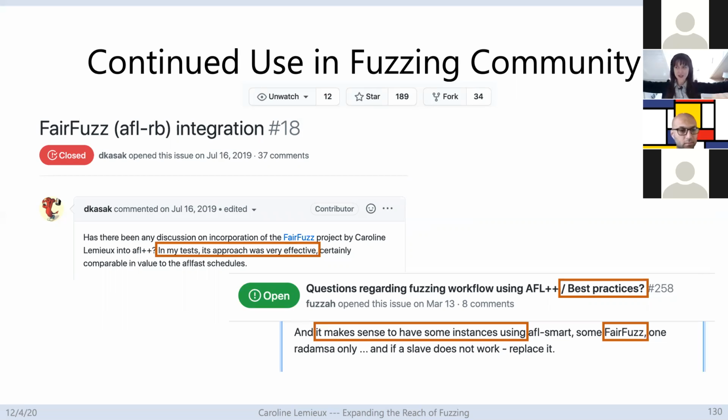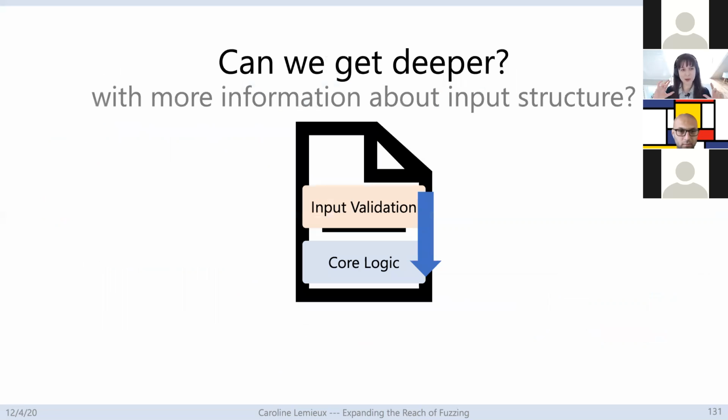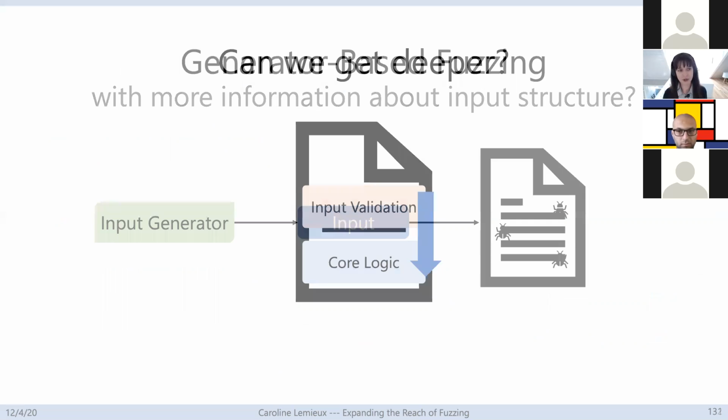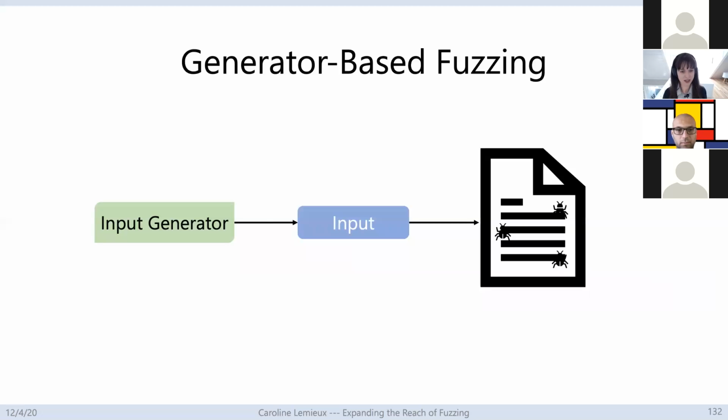It's a nice example of what you can get by just mutating the algorithm without requiring much more from the user. But the natural question here is, if we can actually get more information from the user about the structure of valid inputs, can we do better? And it's at this point that that second branch of fuzzing that I talked about, generator-based fuzzing, comes in.